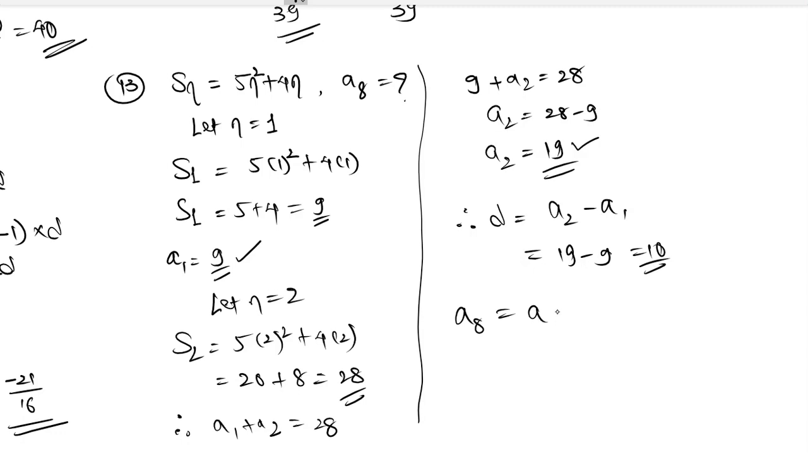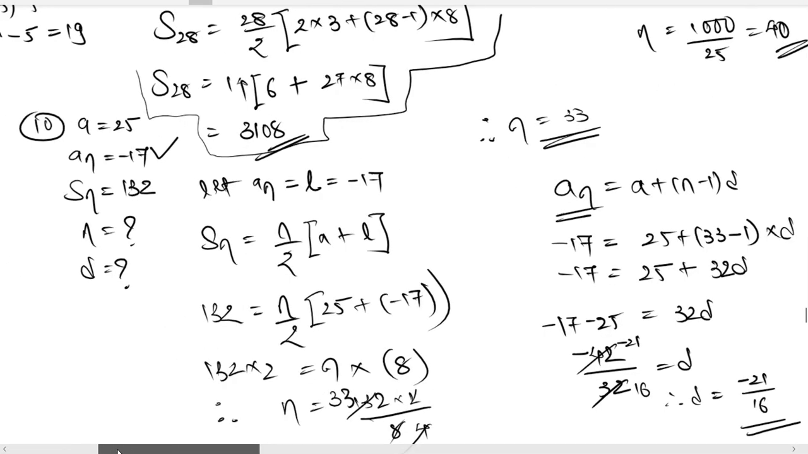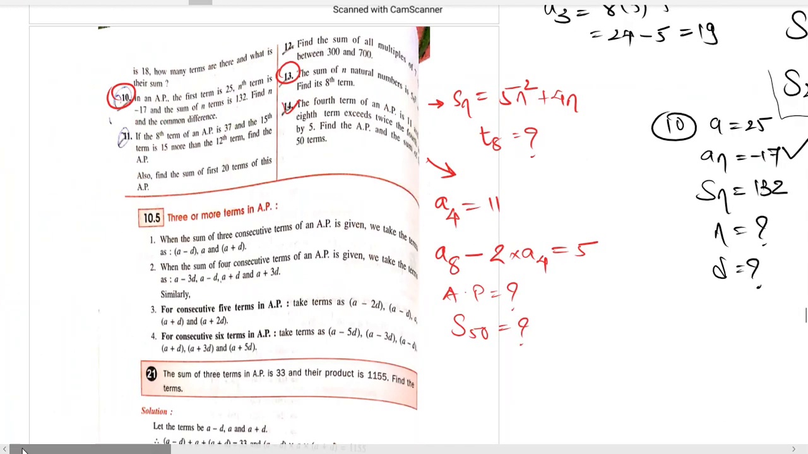We have to find the eighth term, you remember. Eighth term is equal to A plus 7D. That is, what is the first term? A, 9, plus 7 into D is 10. That is 9 plus 70, that is 79. Cool. So we have got the eighth term as well.